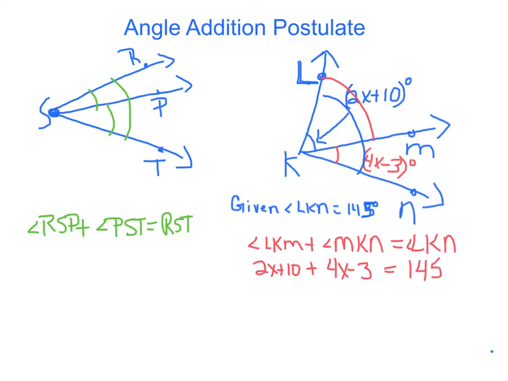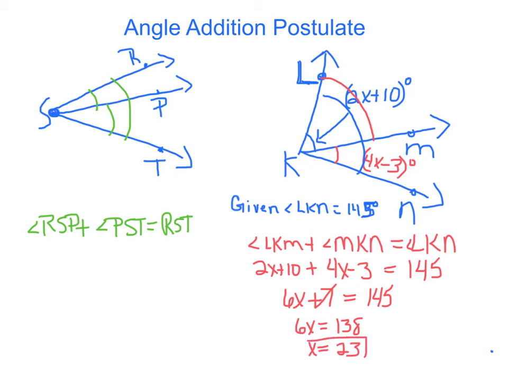Now we'll combine our like terms. 2x plus 4x gives us 6x. 10 minus 3 is a positive 7. That equals 145 degrees. Now when we subtract 7 from both sides, it will eliminate this 7 here, and we will get 6x equals 138. Now we divide both sides by 6, and we get that x equals 23.